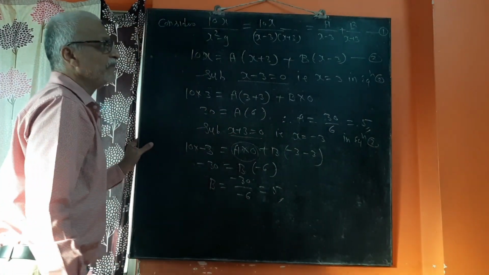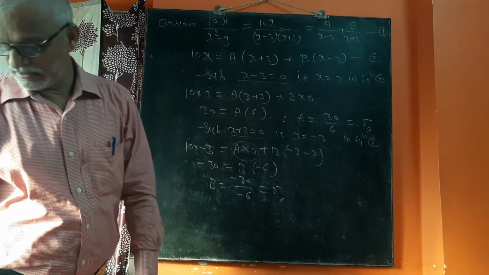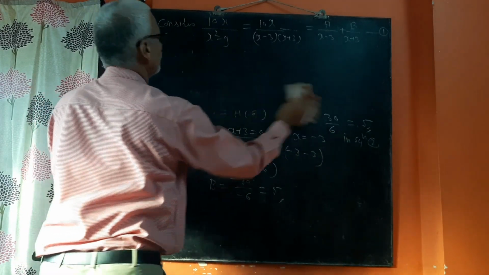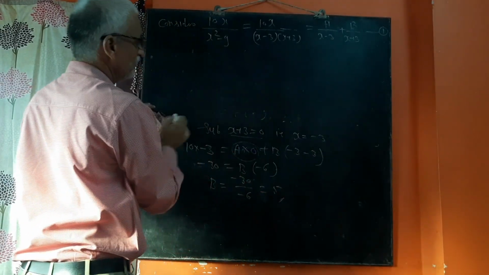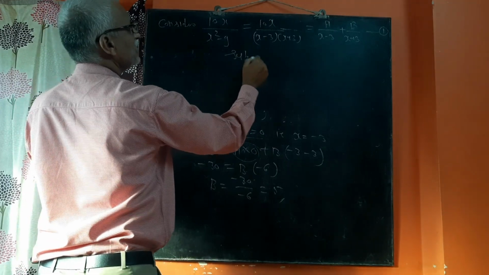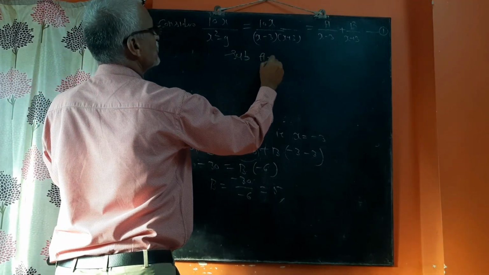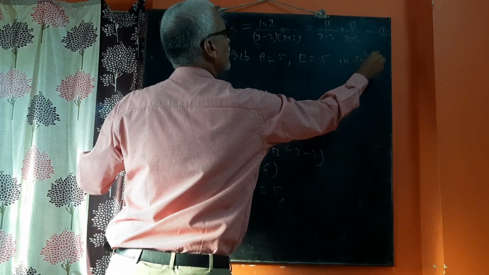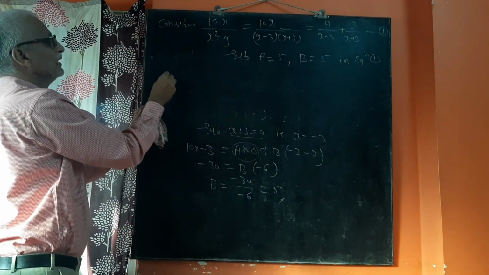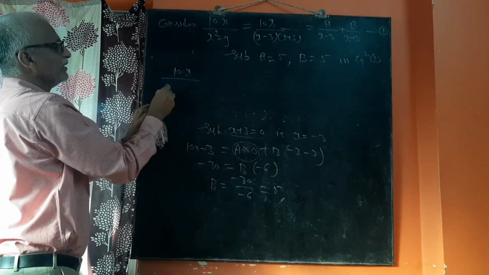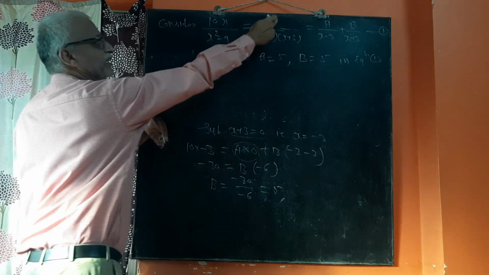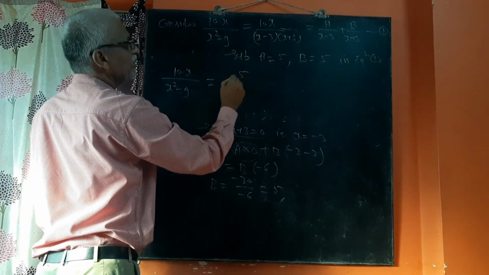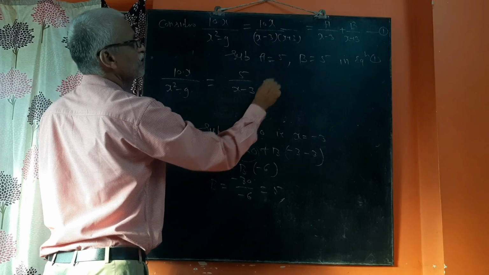Substituting the values of A and B in equation 1. Substituting A equals 5 and B equals 5 in equation 1, we get 10x divided by x square minus 9, or you may write 10x upon x minus 3 into x plus 3, is equal to A means 5 upon x minus 3 plus B means again 5 upon x plus 3.